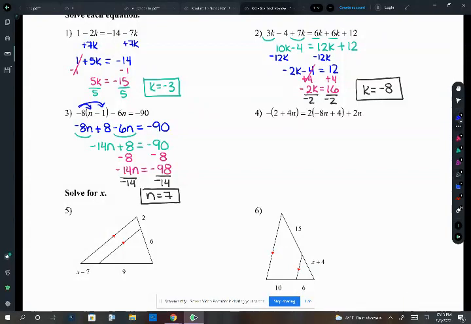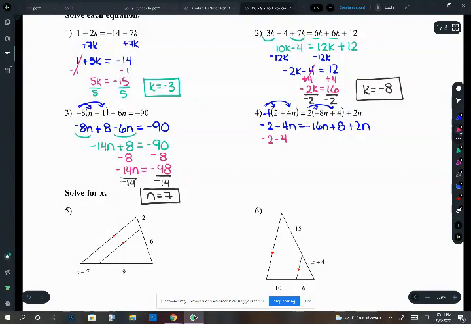If we look at example 4, same thing. We're going to do distributive property with the negative 1. So you've got negative 2. Negative 1 times 4 is negative 4n. On the other side, we're going to distribute the 2. So 2 times negative 8n is negative 16n. 2 times 4 is 8 plus 2n. And then again, we're going to combine like terms. On the left, we don't have any like terms, so we're just going to leave it. On the right, we have n's. So negative 16 plus 2 is negative 14n plus 8.